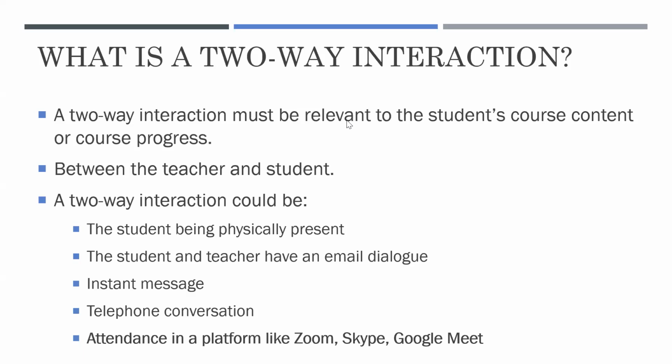The two-way can be a student being physically present for instruction. It could be an email dialogue. It could be an instant message. It could be a telephone conversation, or as we've pointed out several times, it could be attendance in a platform like what we're using today, where synchronous communication is happening. So Zoom, Skype, Google Meet are examples. But once again, if you're using one of these live platforms, I highly recommend that you print your attendee list and keep that as your proof that the students were there.